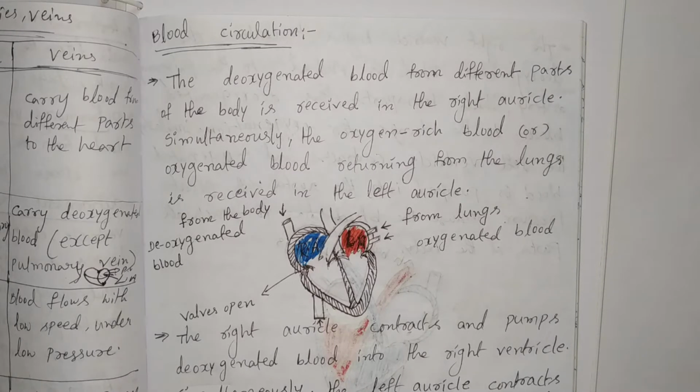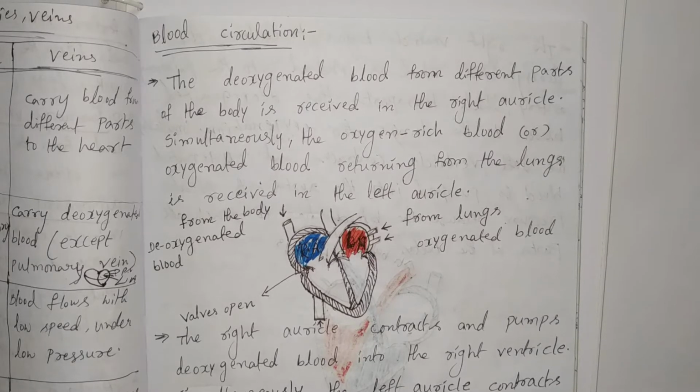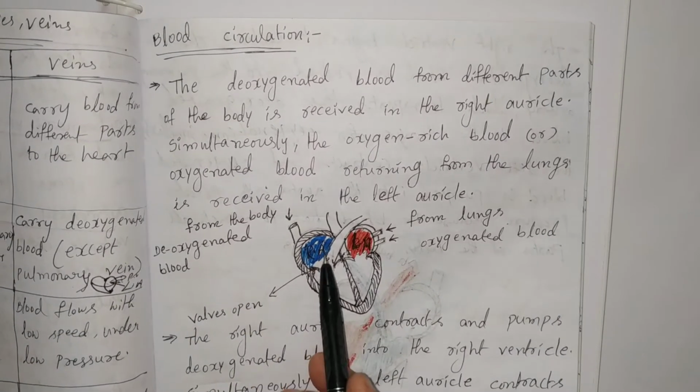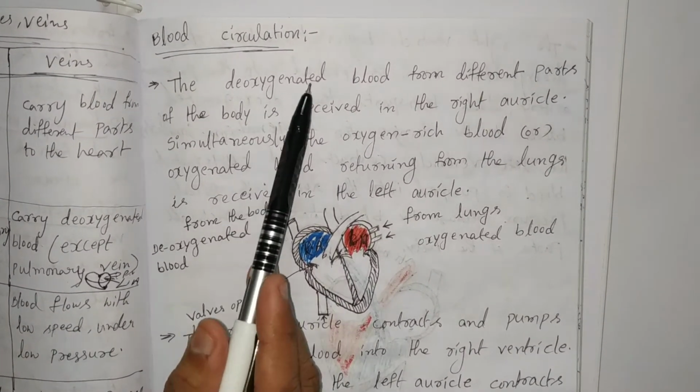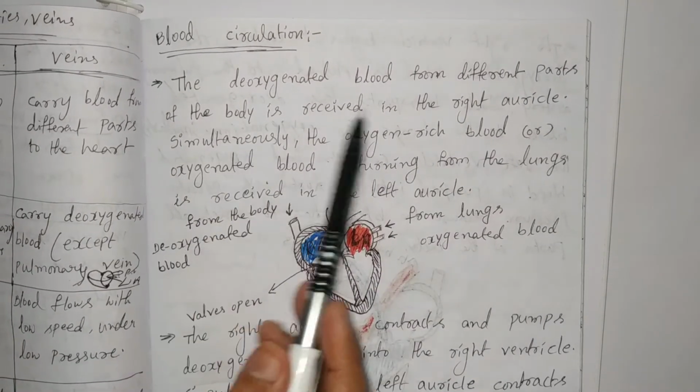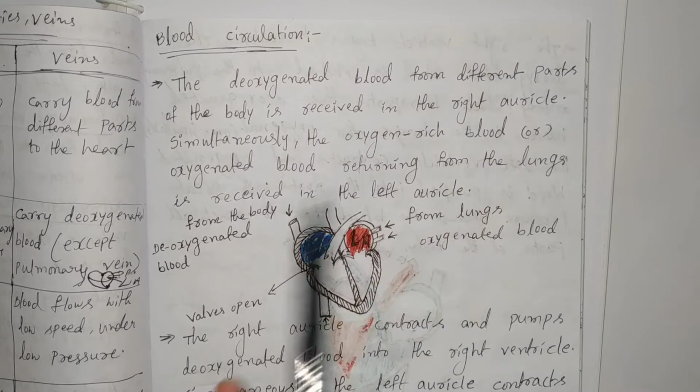Today I am teaching about 8th class biology, 6th chapter, the circulatory system. In this class we learn blood circulation. Blood circulation: the deoxygenated blood from different parts of the body is received in the right auricle.